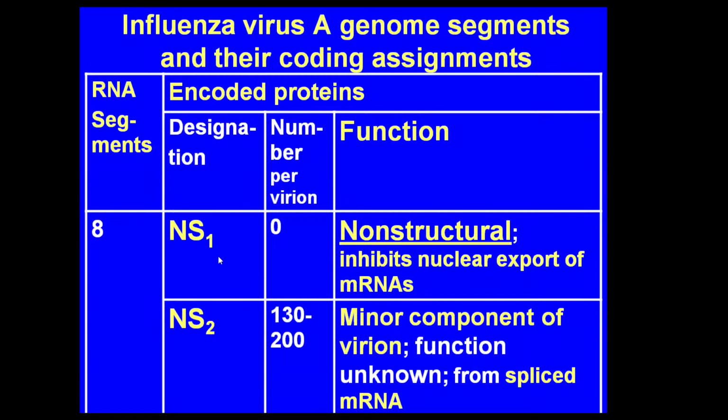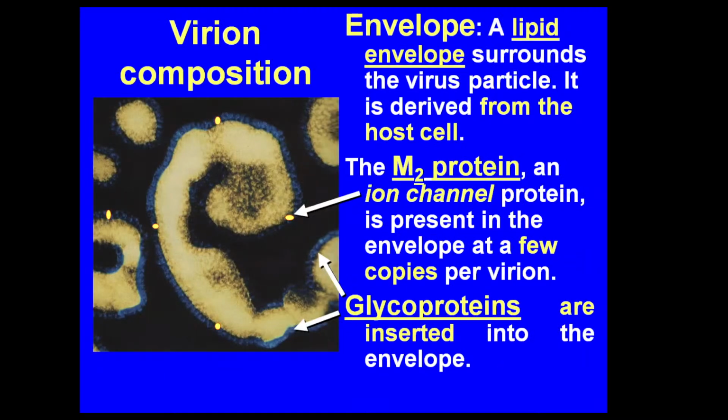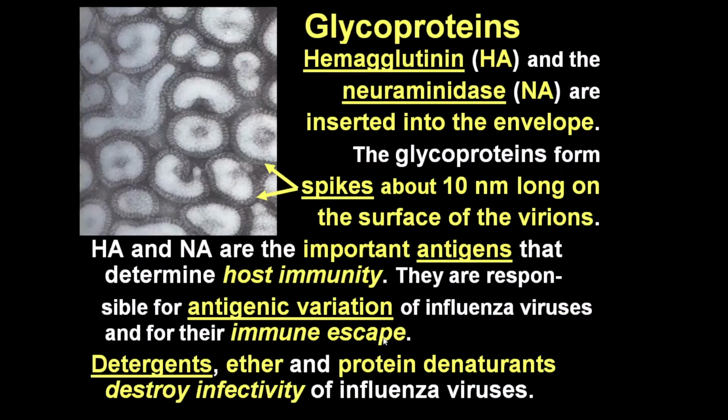Then segment 8 also codes for 2 proteins, 2 non-structural proteins. We think that these non-structural proteins are important in translation because they inhibit the nuclear export of mRNAs, and maybe they are also important in the splicing of mRNA. Okay, we mentioned this already.